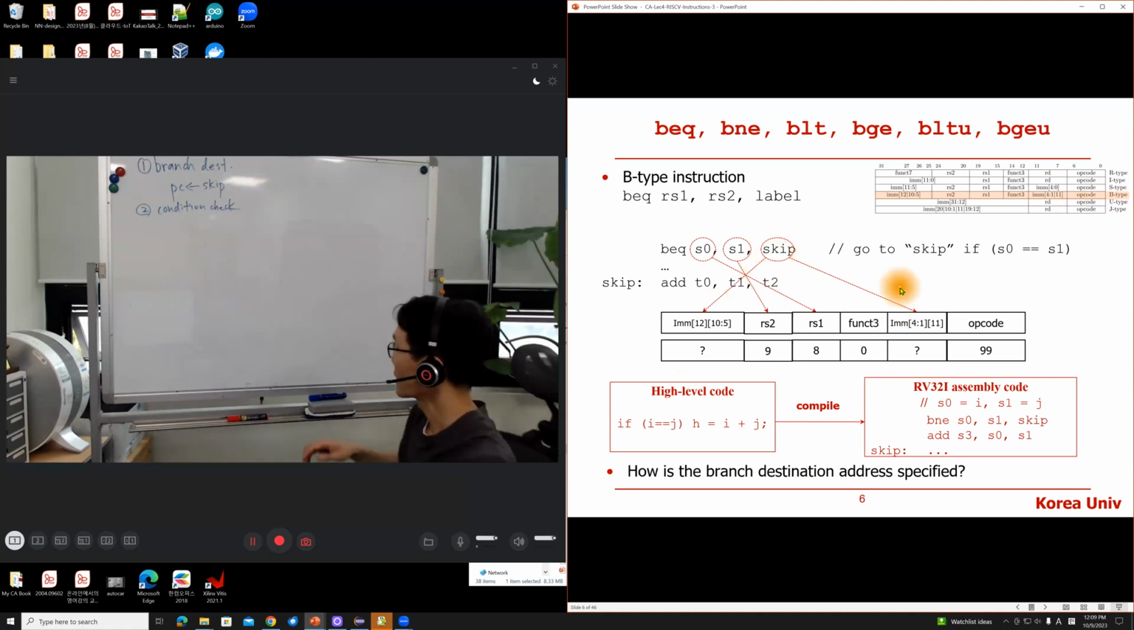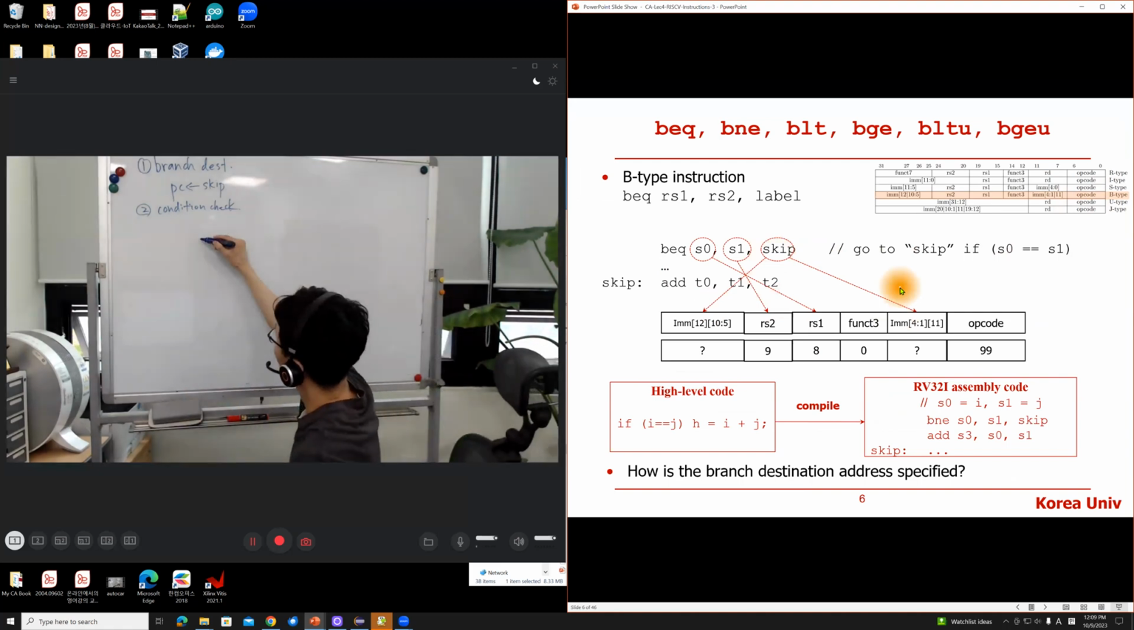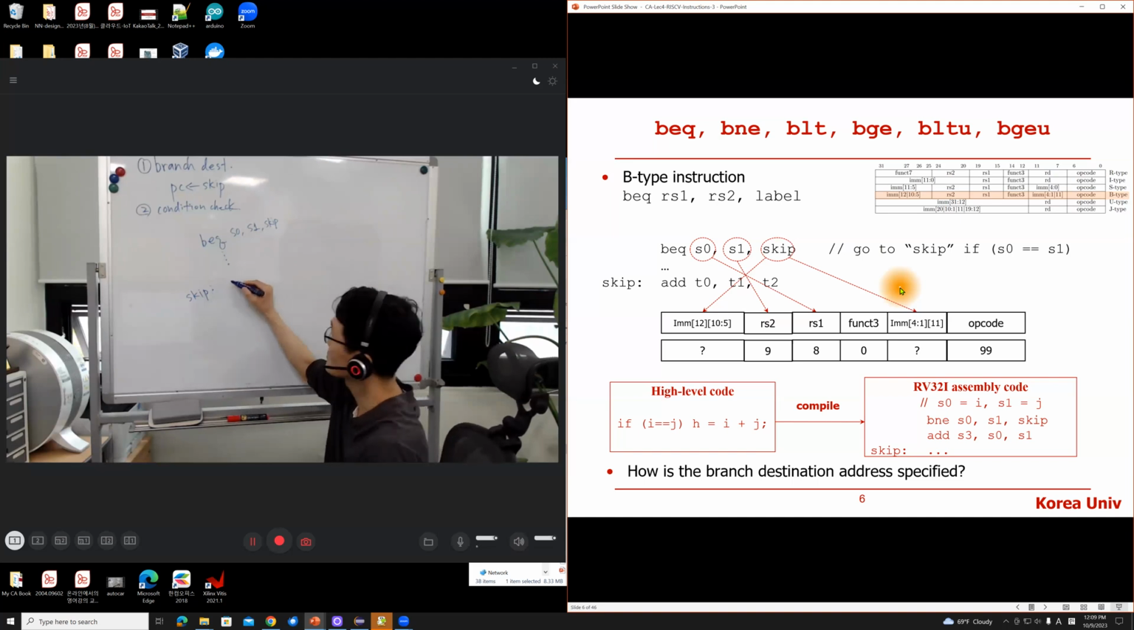So what do you mean by a label? Let me write down BEQ, S0, S1, then skip. There are some instructions, and this one is the destination skip, where you have the addition instruction. Add T0.